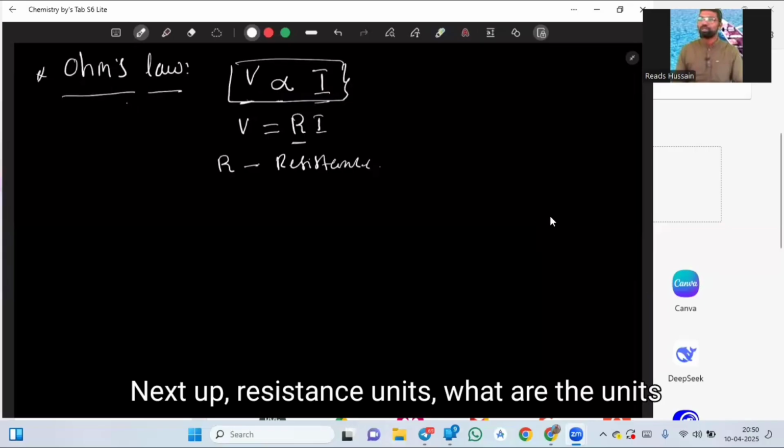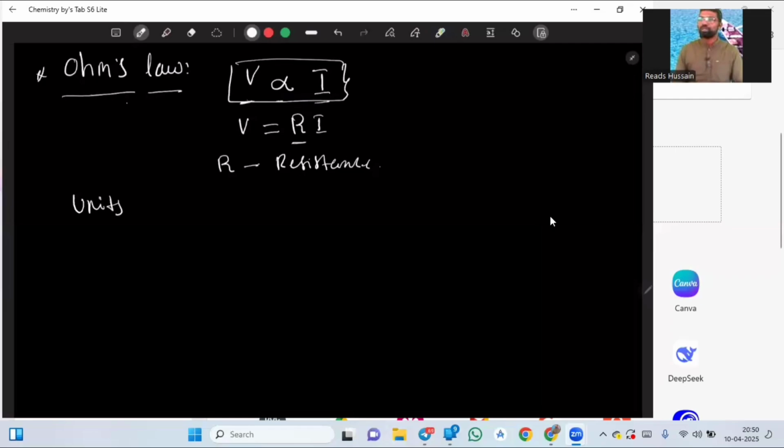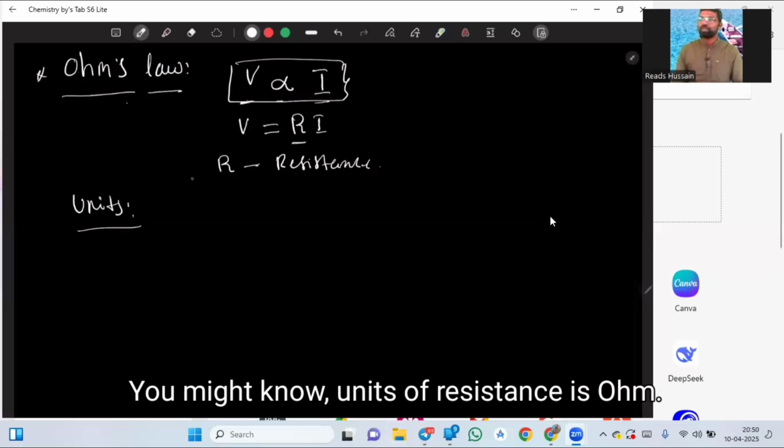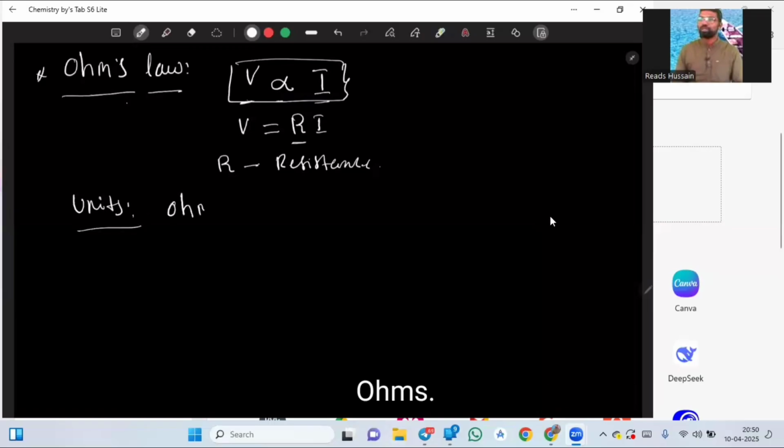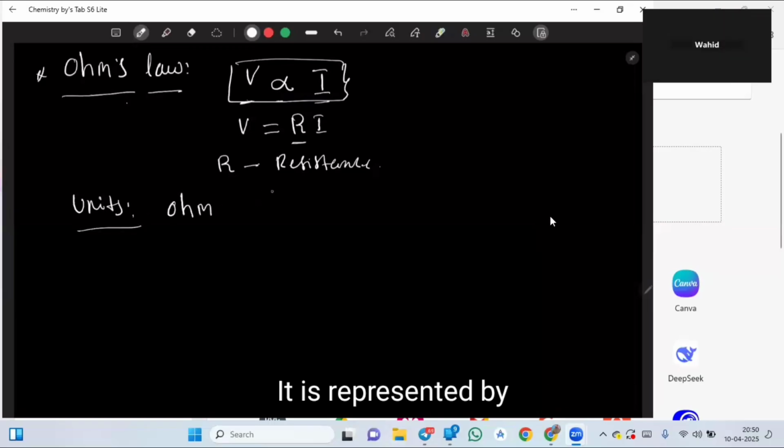Next, resistance units. What are the units of resistance? You might know. The unit of resistance is ohm. It is represented by this symbol.